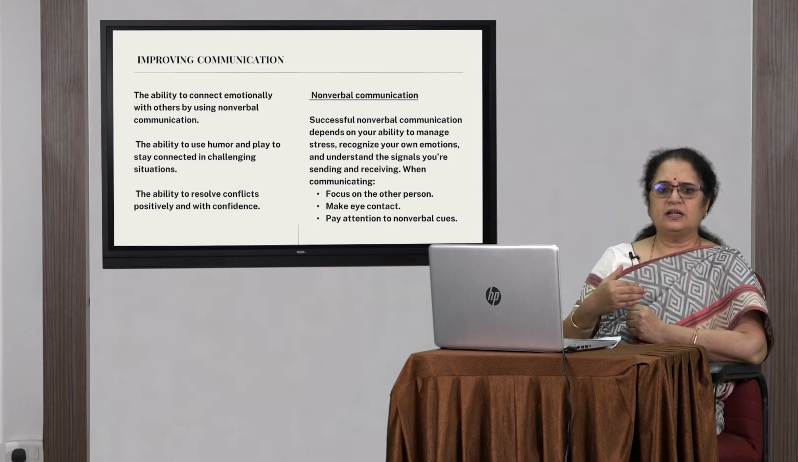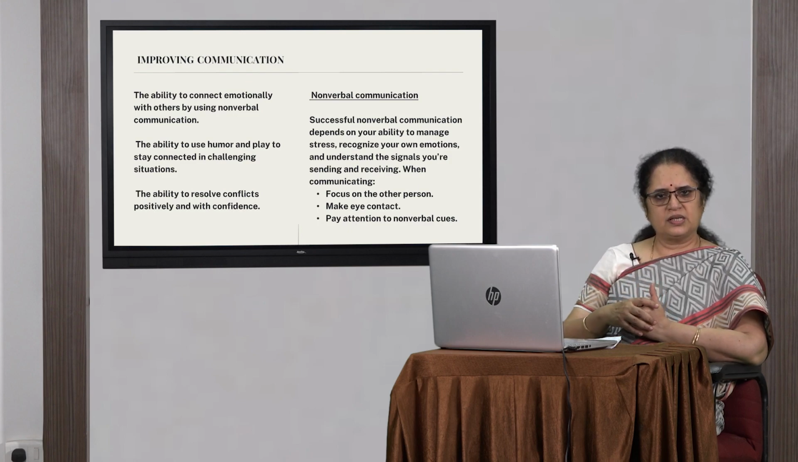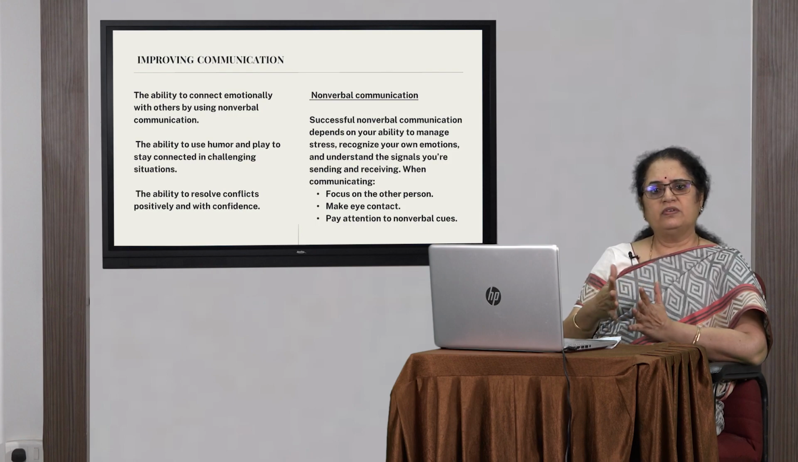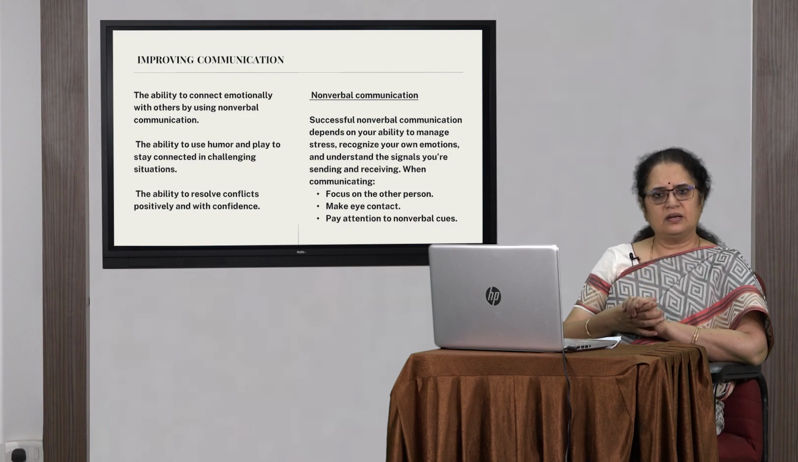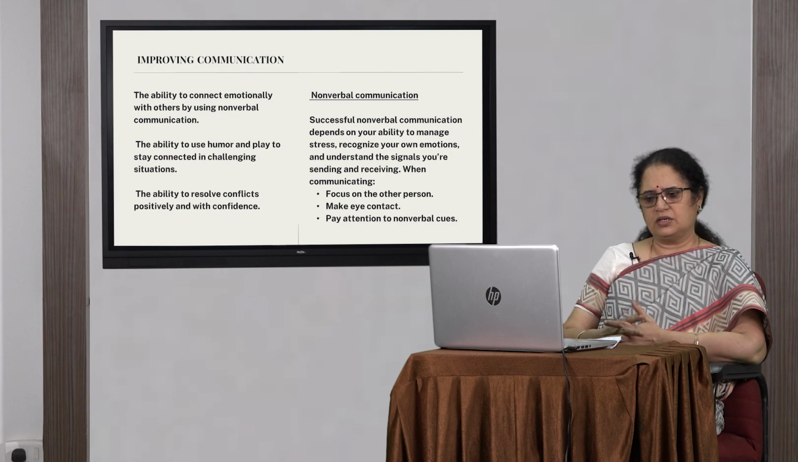So, we should have that ability to connect with them either verbally or non-verbally. And when we improve our communication skills, like I said some time back, we were talking about, are you even able to find out what people think about you? Are you able to read what they are feeling at that point of time, either about you or in general, right?